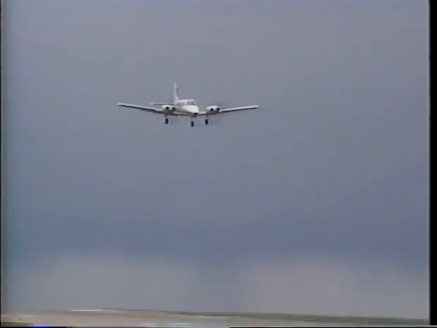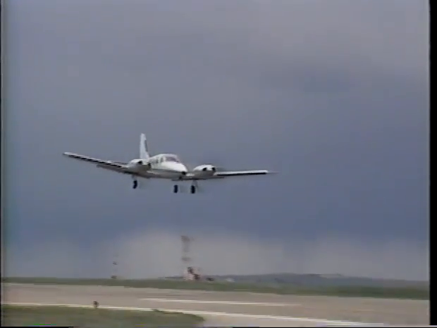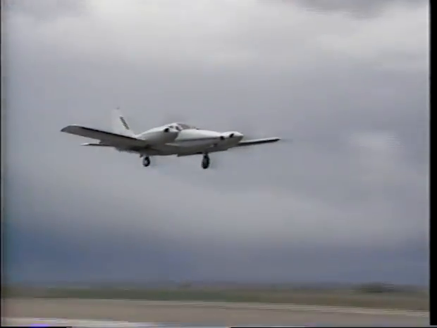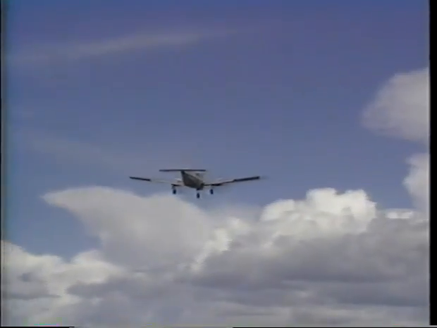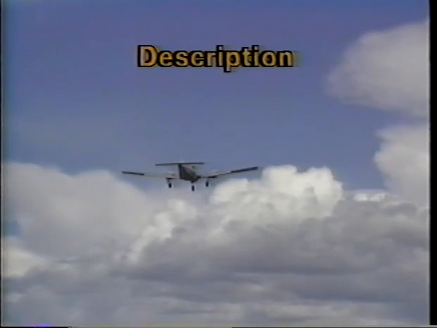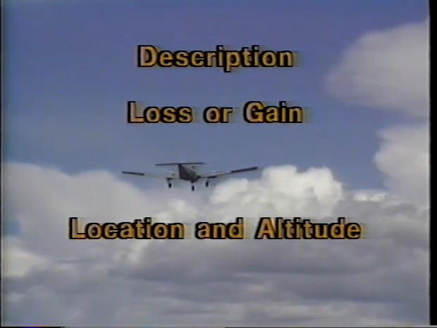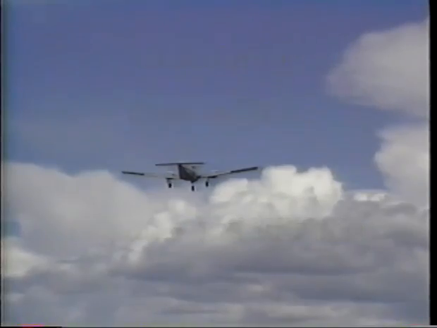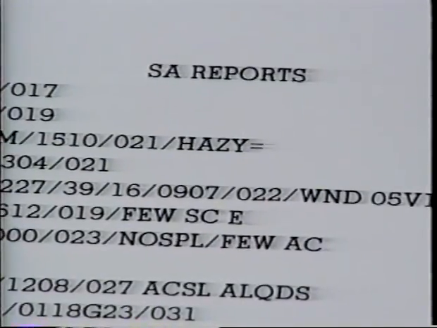Visual cues are not the only means of identifying microburst and low-level wind shear activity. One of the most important ways is through the use of pilot reports. A good wind shear PIREP should include a description of the condition, the loss or gain in airspeed, and the location and altitude where these conditions were encountered. Weather reports and forecasts are also excellent sources of information. Make sure you periodically review how to interpret these items.